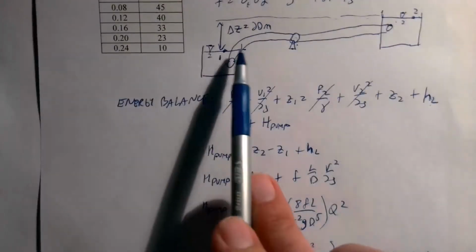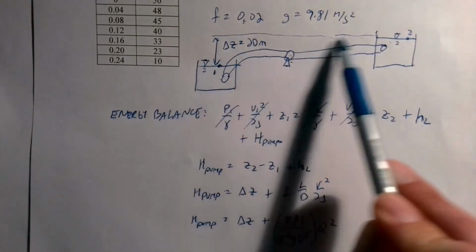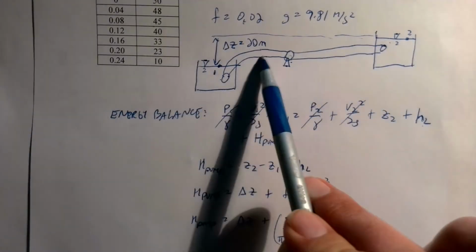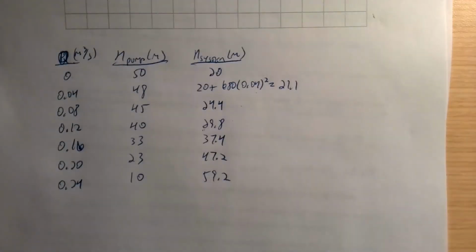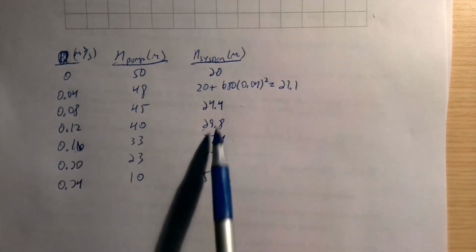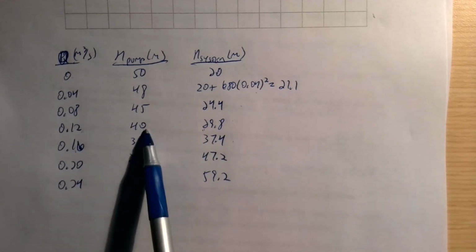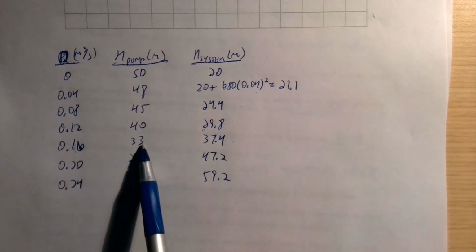Basically, that would be what would be consumed to go from here to there. So you'd lose 20 to go up, and then you'd lose 9.8 from the friction at that flow rate. If you go up to 0.16, then this jumps to 37.4. The pump, on the other hand, will give me 40 at 0.12, and then it drops down to 33. That's all I can get.